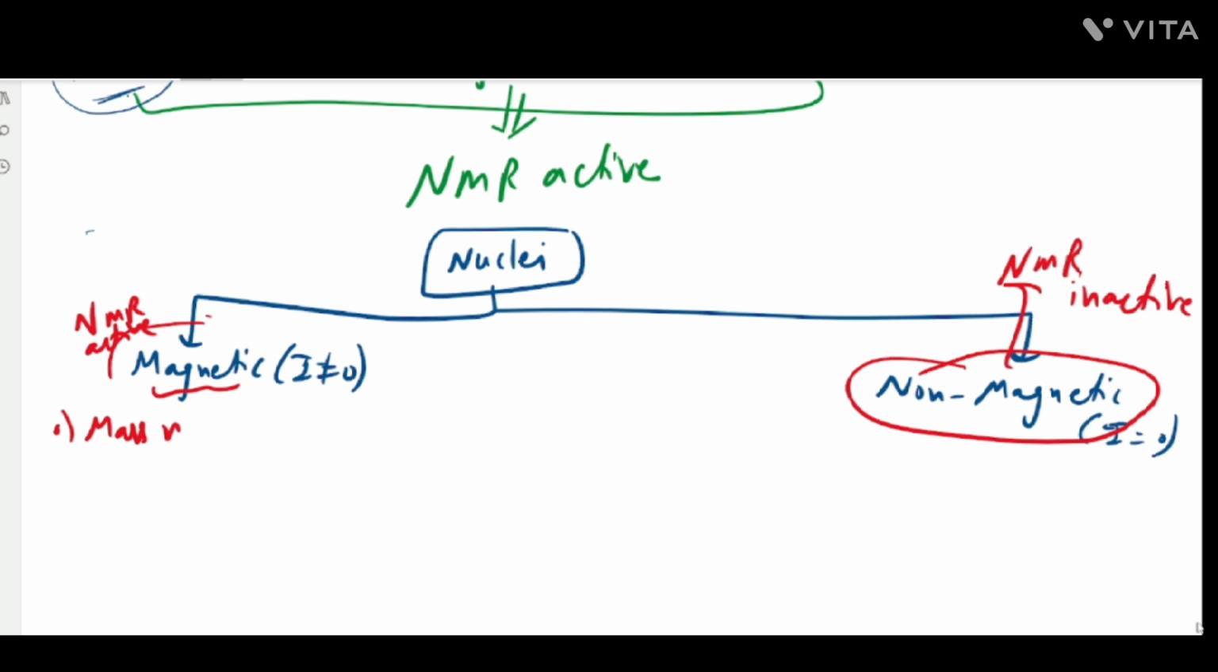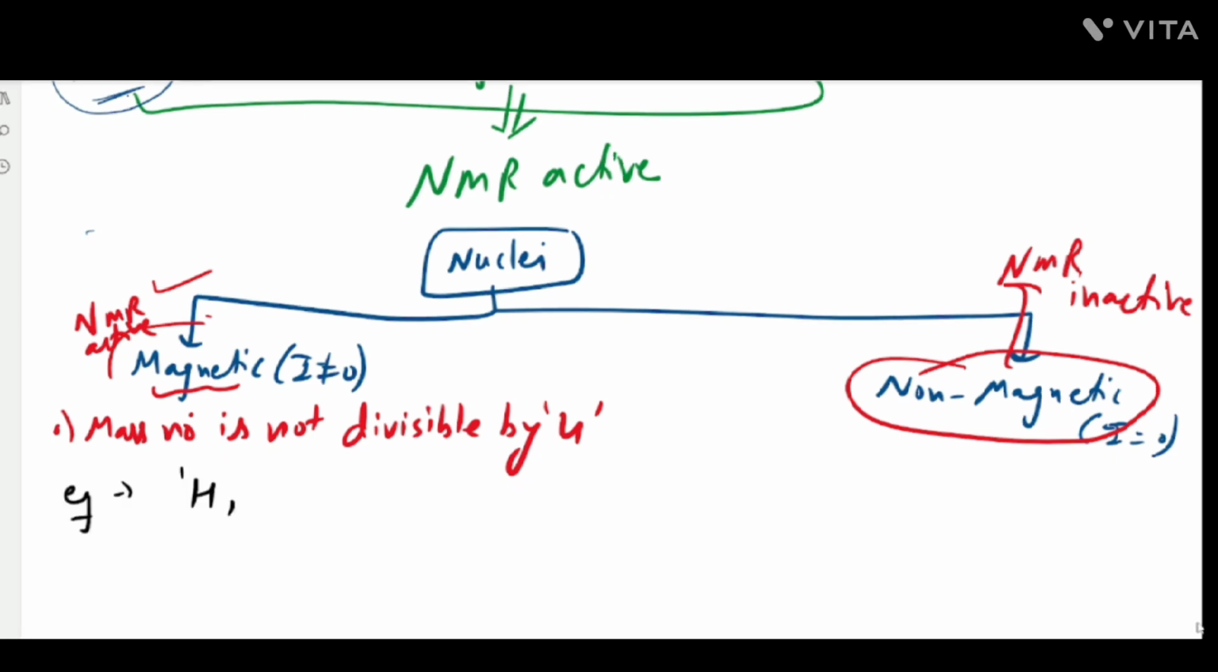Now, how to identify the magnetic ones? If the mass number is not divisible by 4, then it will be NMR active. For example, proton, C13 and N14. Here the mass of nitrogen is 14, which is not divisible by 4. The mass of carbon is 13, which is not divisible by 4. The proton mass is 1, and is not divisible by 4. It means all three are NMR active.